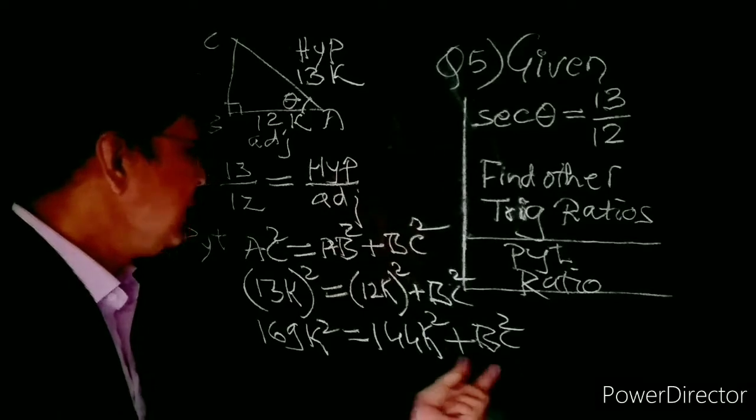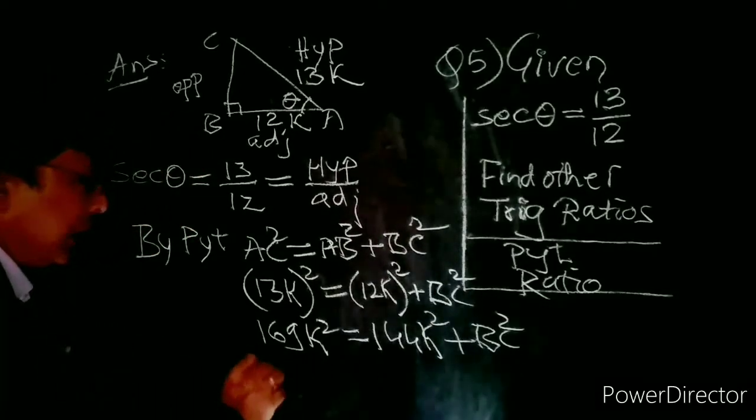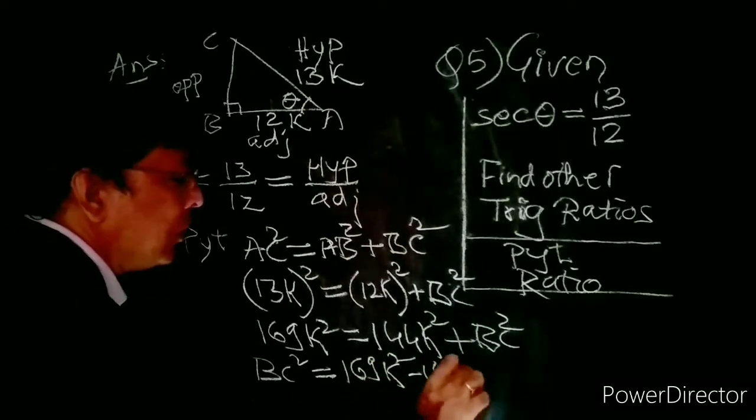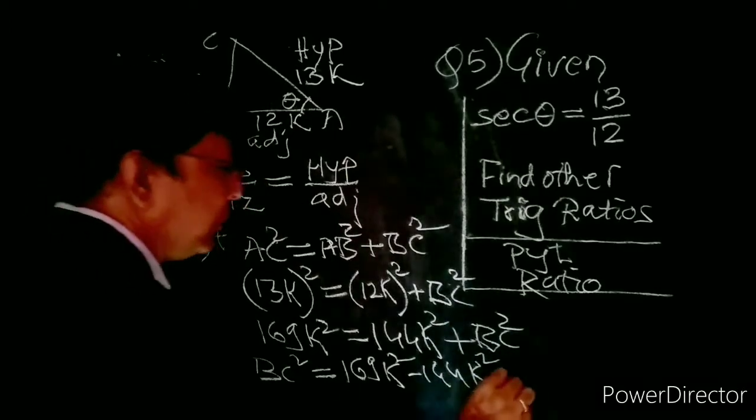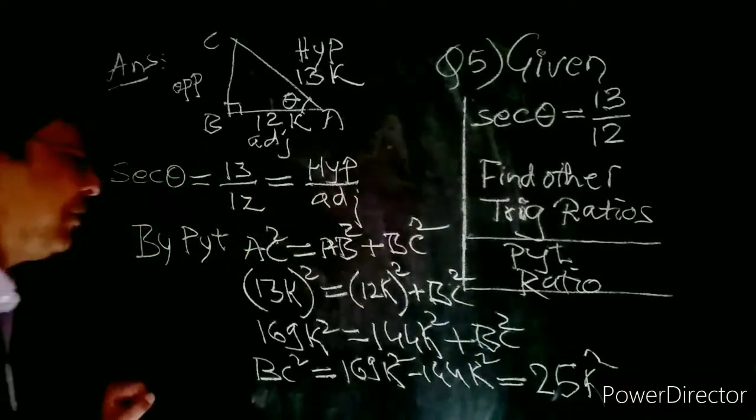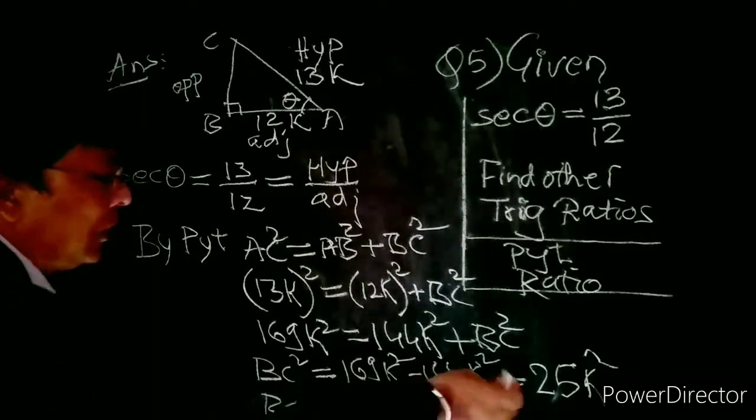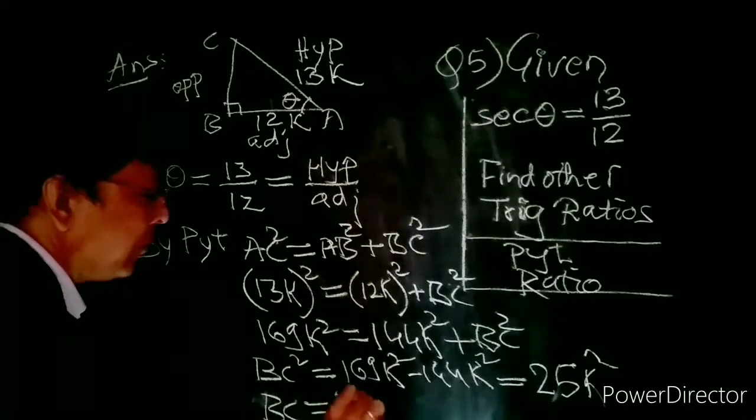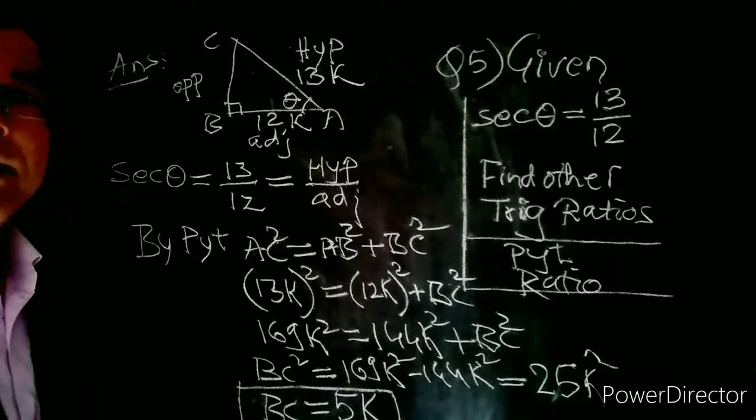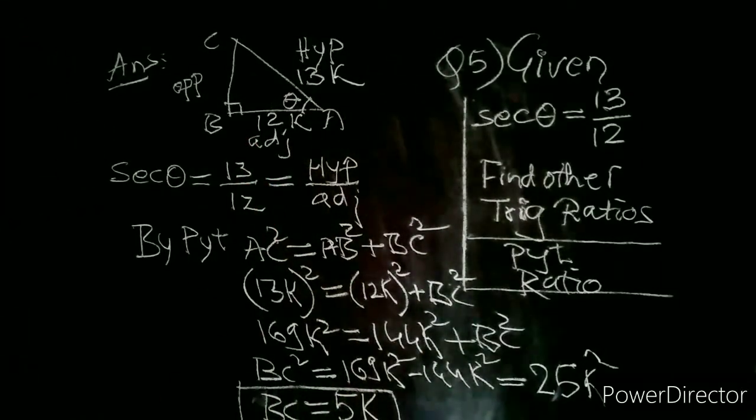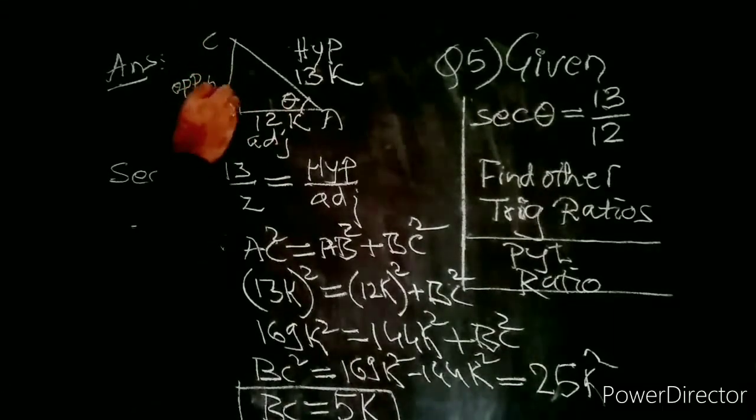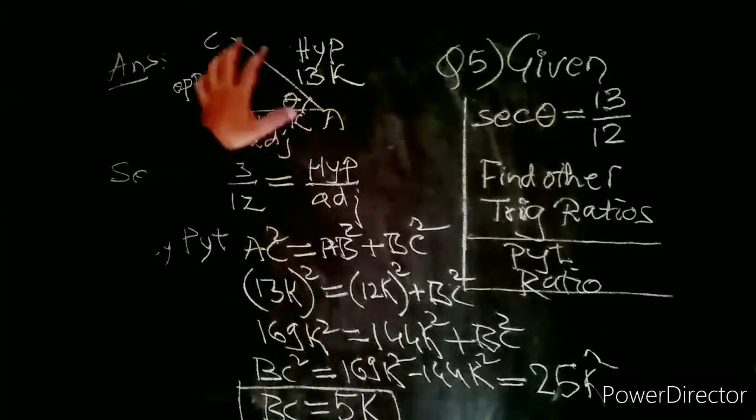In order to find the value of BC, I shift 144 this side. That means we get BC square equal to 169 K square minus 144 K square, that is equal to 25 K square. And if we find square root of both sides, we get BC equal to 5K. Now we know the length of all three sides of the triangle, that is BC is 5K.